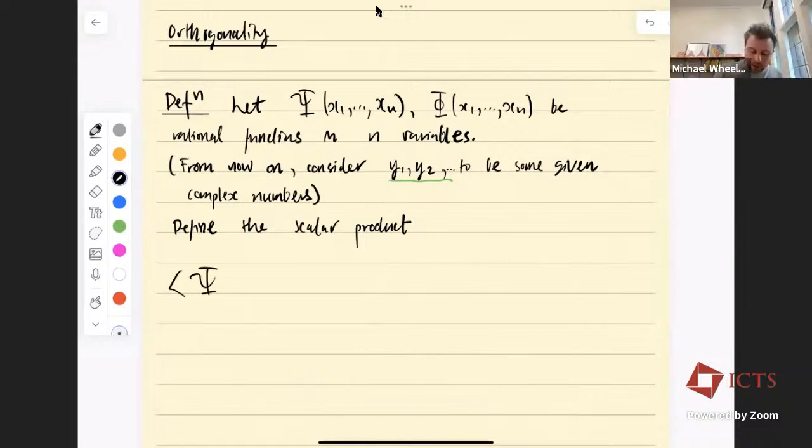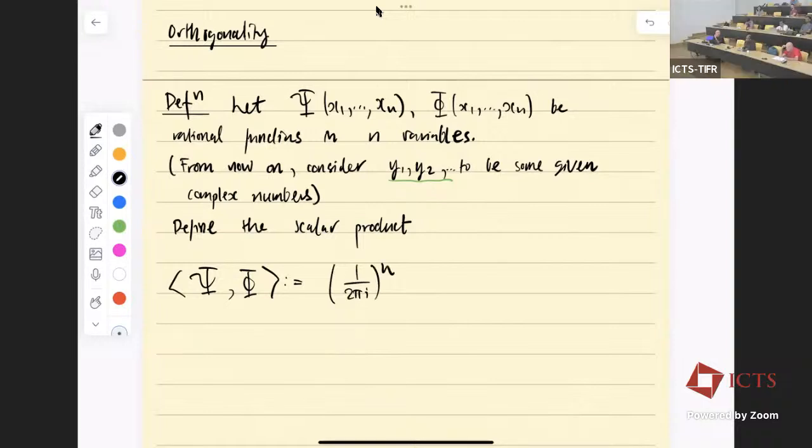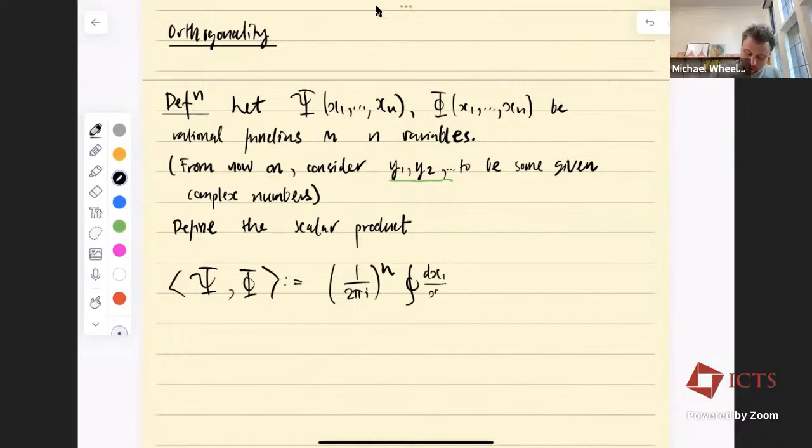Which is capital Psi times capital Phi, is equal to, or defined to be, 1 on 2 pi i to the n. And then I'm going to have an n-fold integral over the x parameters. And this is over some contour C, which I'll give in a moment.